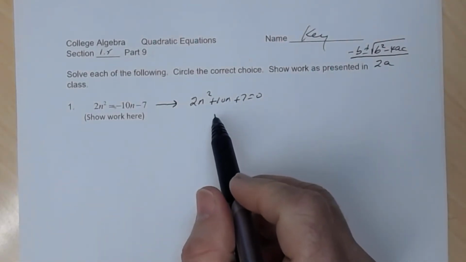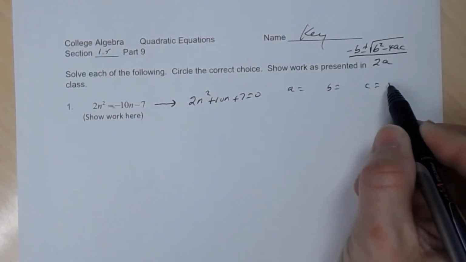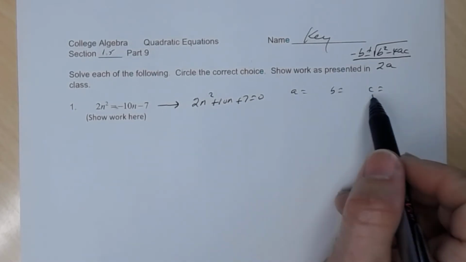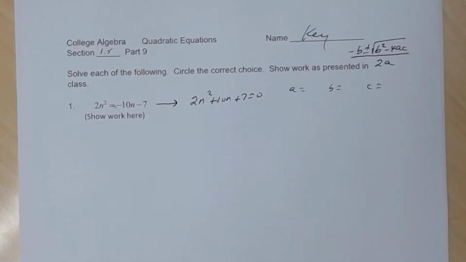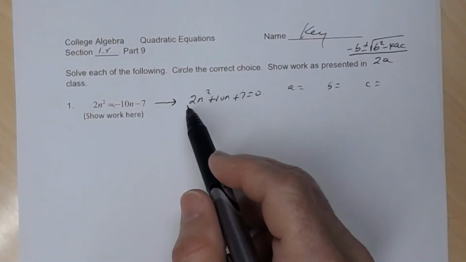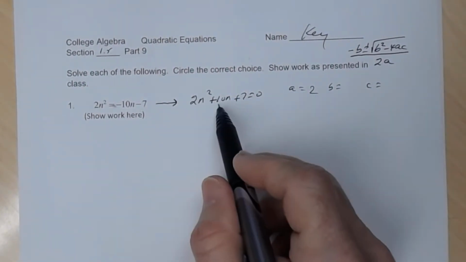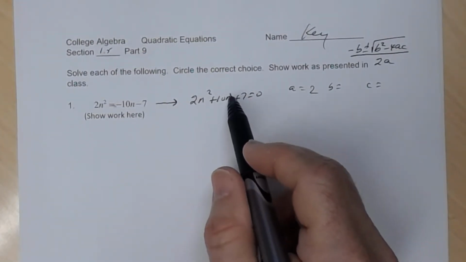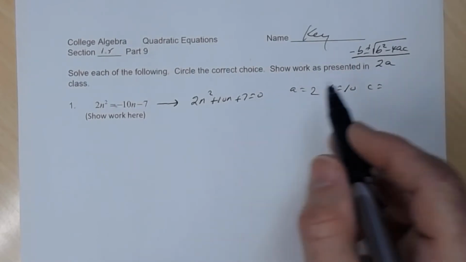Once in standard form, you can denote what a, b, and c are. You just got to make sure that you are indicating the correct values for a, b, and c before you substitute into the quadratic formula. Remember that a is the coefficient of the square term, so that's going to be 2. Then b is a positive 10, the coefficient of the first degree term. And c is always your constant, and my constant here is a positive 7.